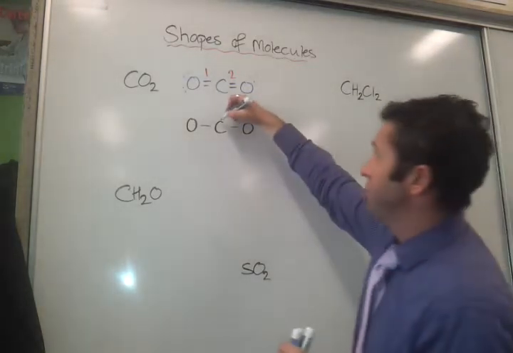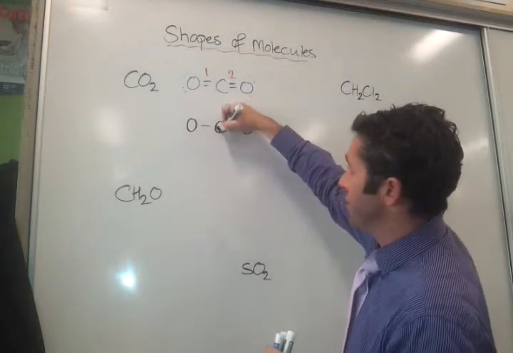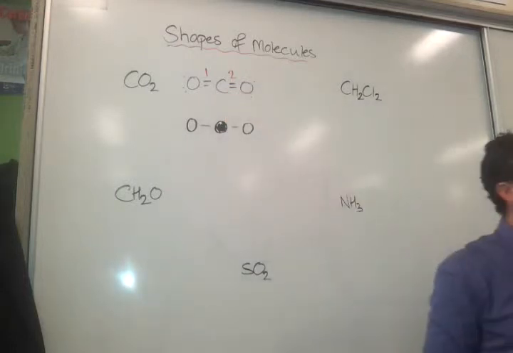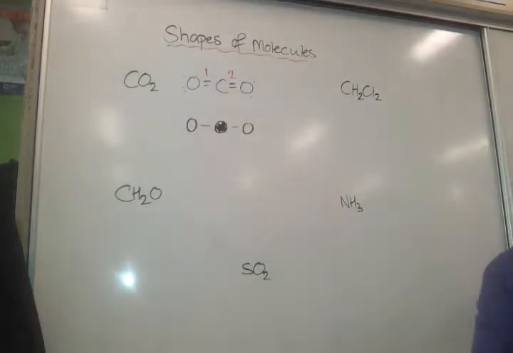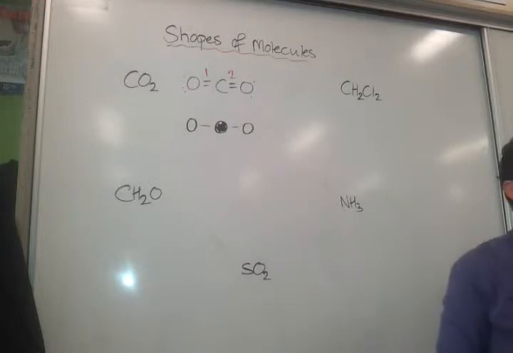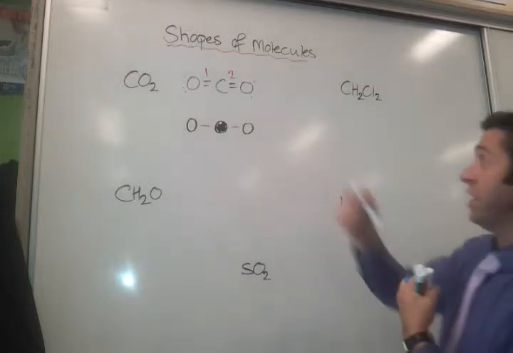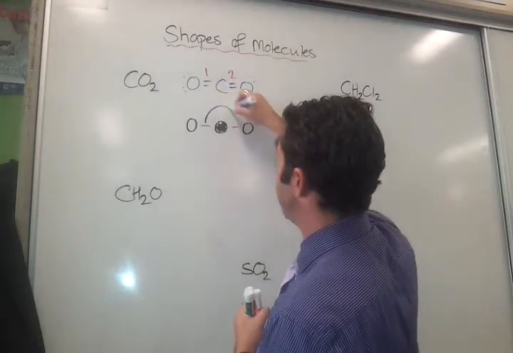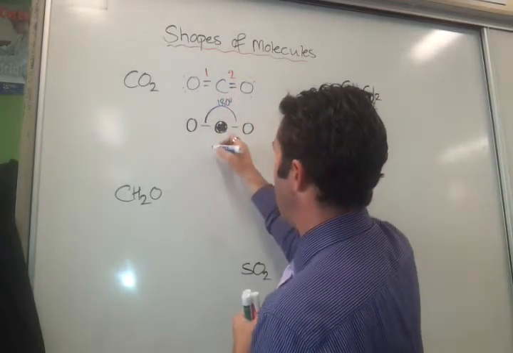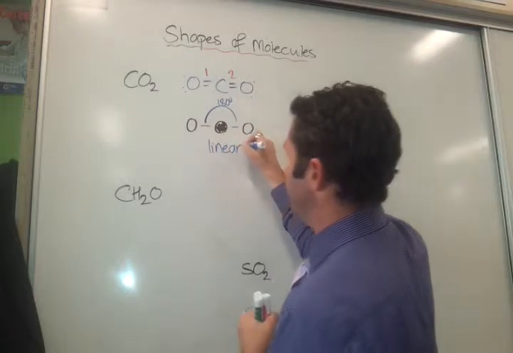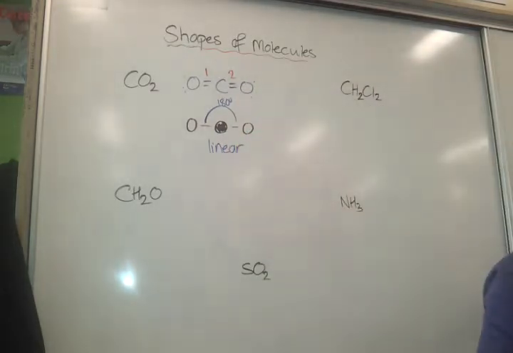Or we could actually do it just as circles to represent the different atoms, and maybe colour the central one in. The name we give this is really easy. If it's 180 degrees, we call it straight or linear. So really easy words. But you do need to know the angle. So we've got 180 degrees here, and we call it linear. Or as I say, straight would be fine.